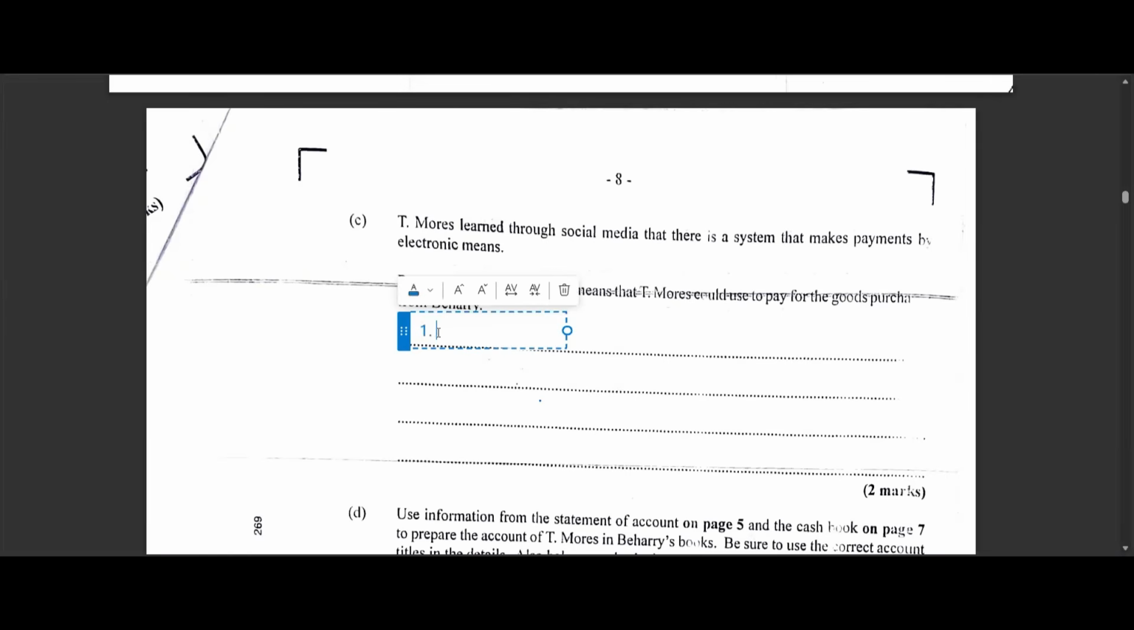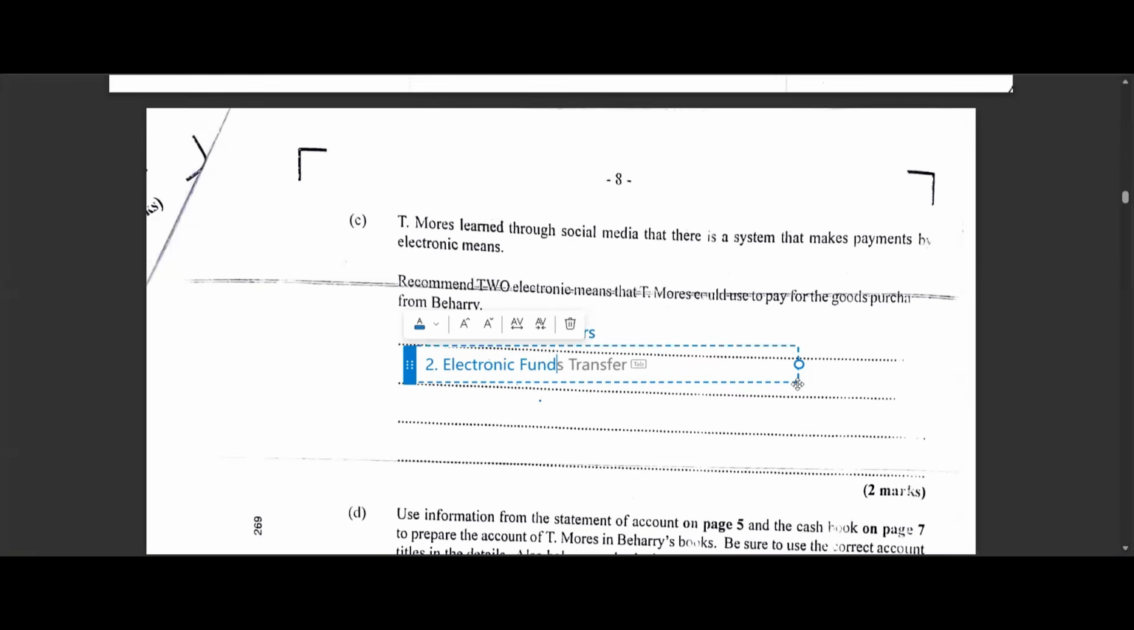First way, he can do online bank transfers. Secondly, he can make electronic fund transfers or payments via credit or debit cards.